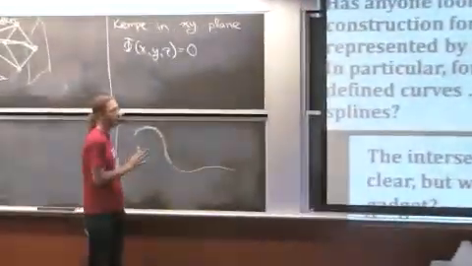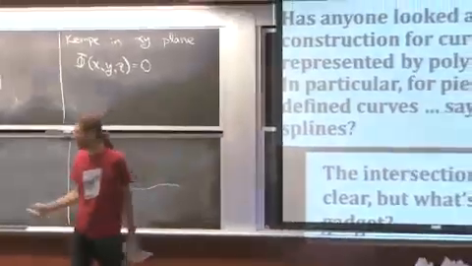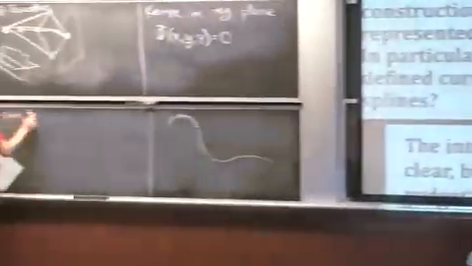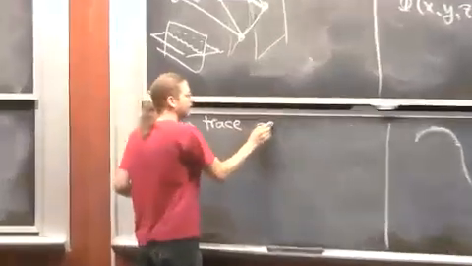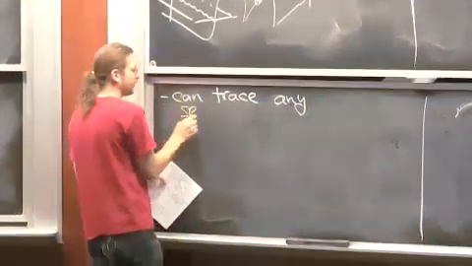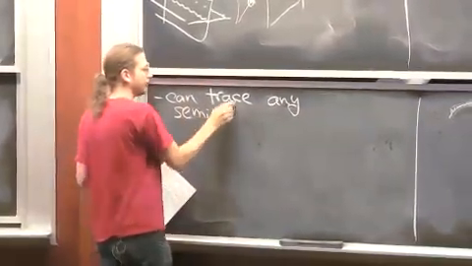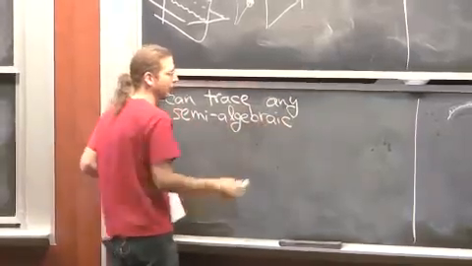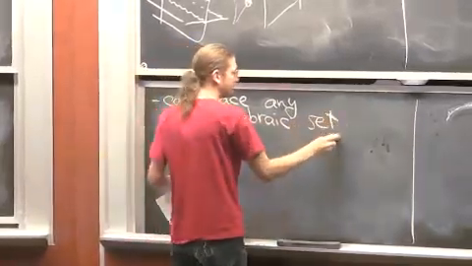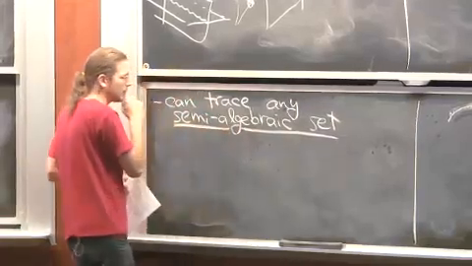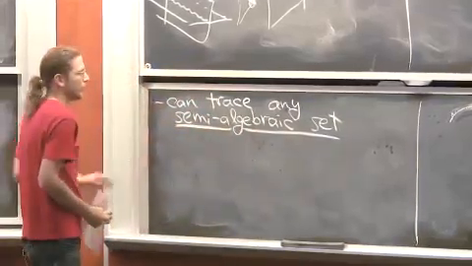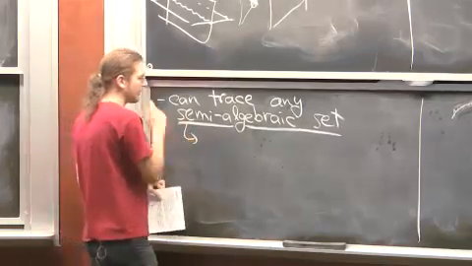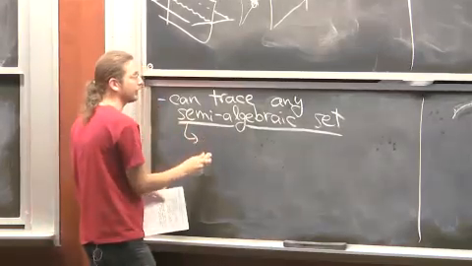And there is a theorem mentioned in the notes that says you can trace any semi-algebraic set. So I wanted to define semi-algebraic because this is actually closely related to splines. It's a little more general. So what's a semi-algebraic set? Here's an example of a semi-algebraic set.